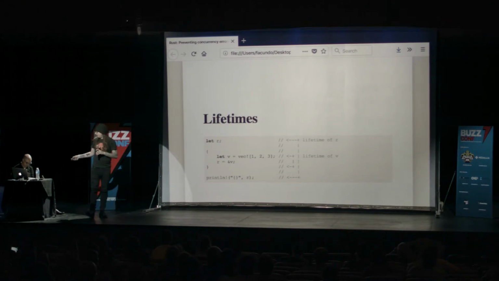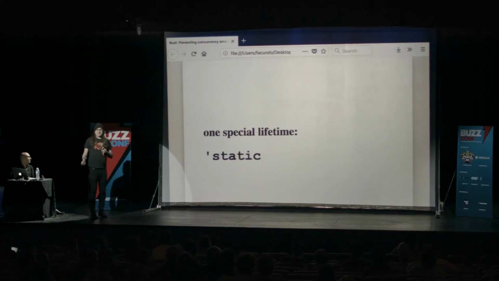So you get an error that looks like this. I thought I had a slide with an error, but I don't. I think it's coming later.